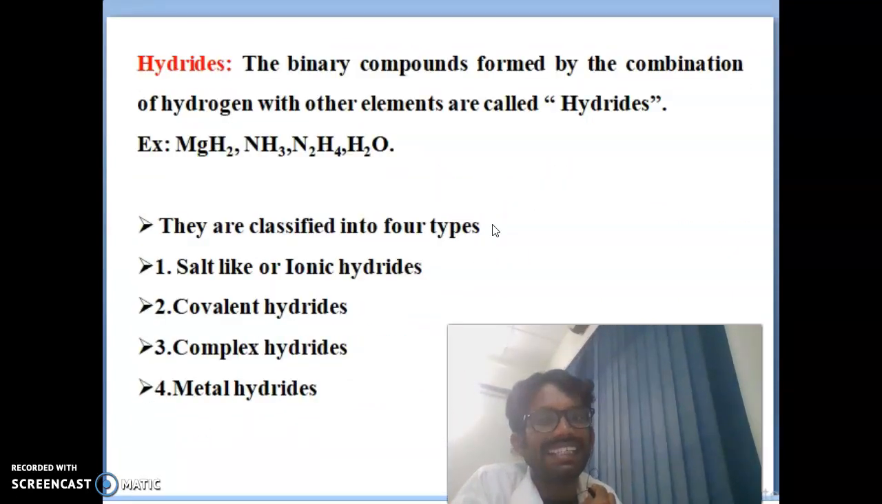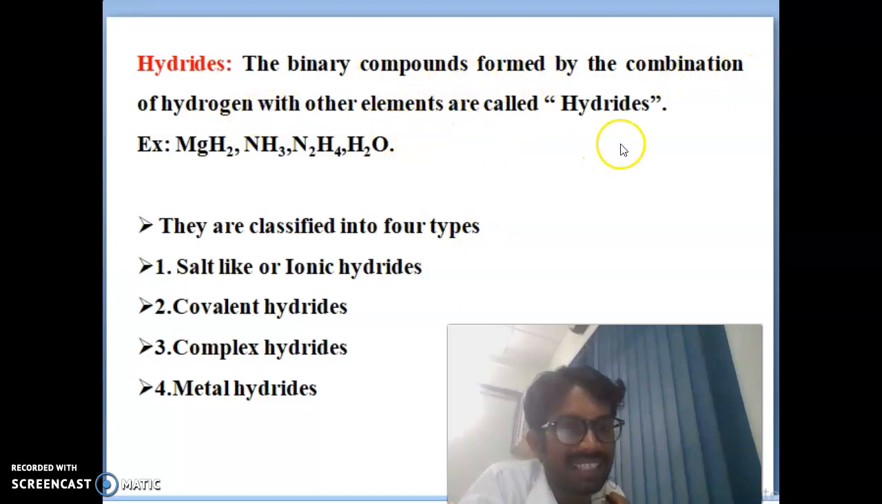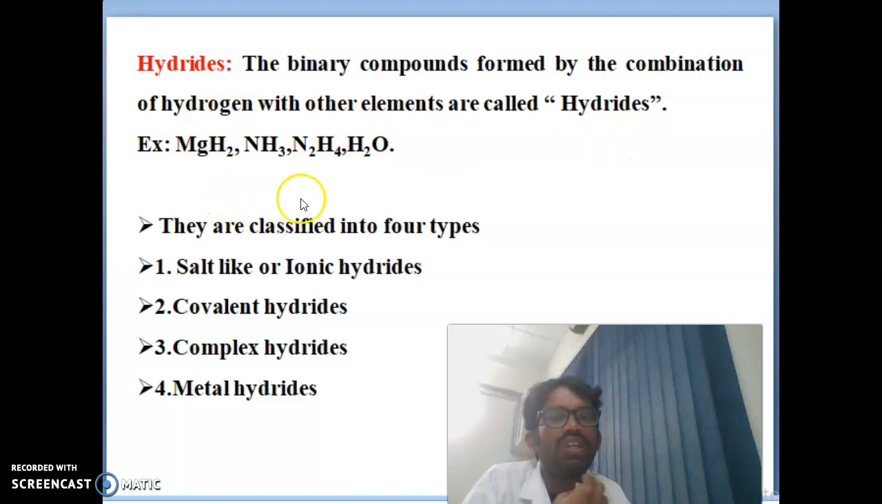Next one, hydrides. The binary compounds formed by the combination of hydrogen with other elements are called hydrides: MgH2, NH3, N2H4, H2O. They are classified into 4 types: salt-like or ionic hydrides, covalent hydrides, complex hydrides, and metal hydrides. These are the hydrides and their classification.